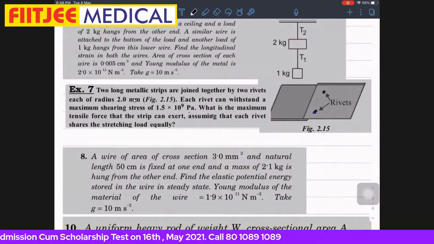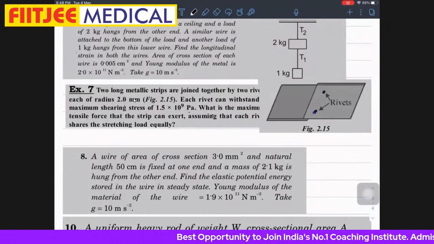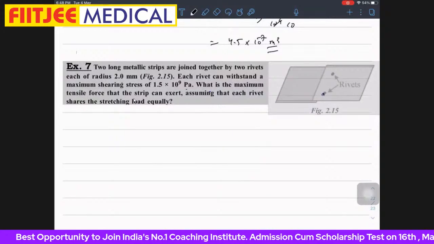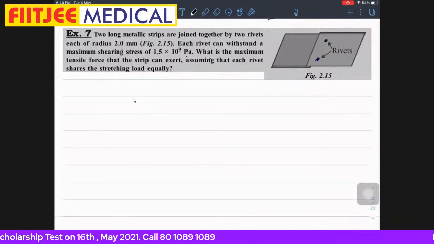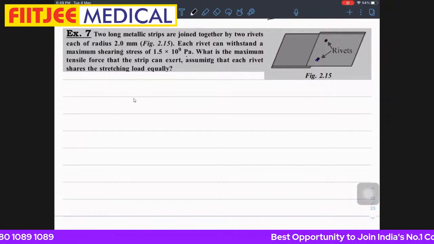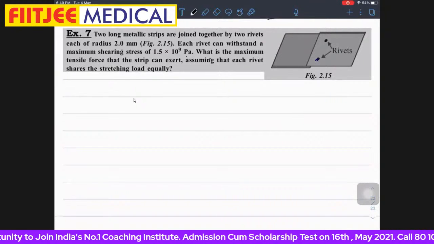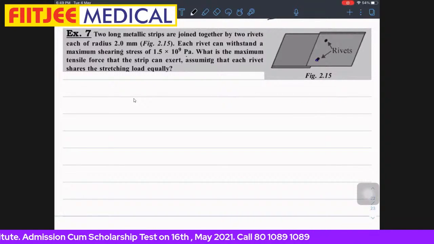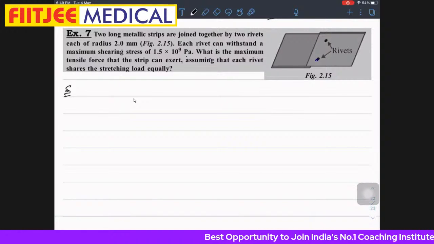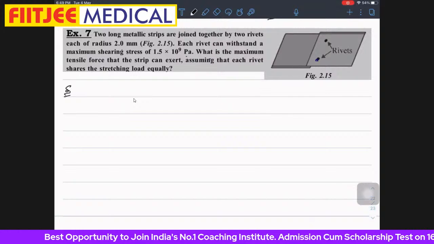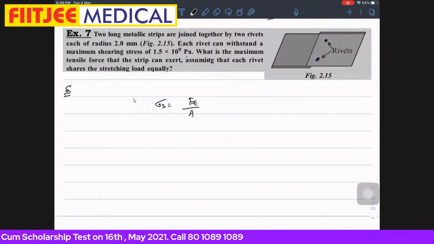If we take one more problem, let's take this. Two long metallic strips are joined together by rivets, each of 2.0 mm. Each rivet can withstand the maximum shearing stress of 1.5 into 10 to the power 9 pascals. They're asking what is the maximum tensile force the strip can exert. So, simple idea: here we can use the shearing stress concept. Shearing stress we define as tangential force by area. So they're asking the maximum tensile force, so Ft.